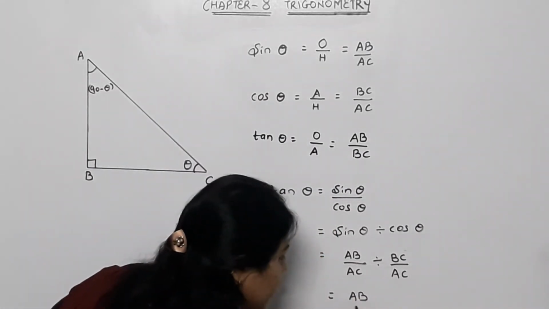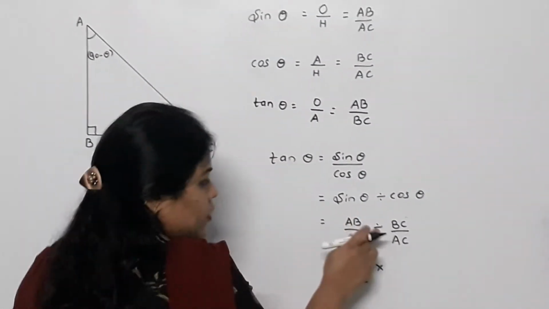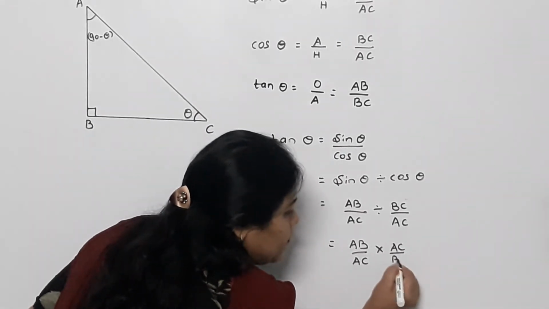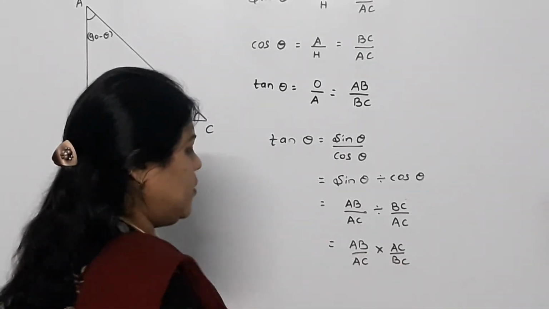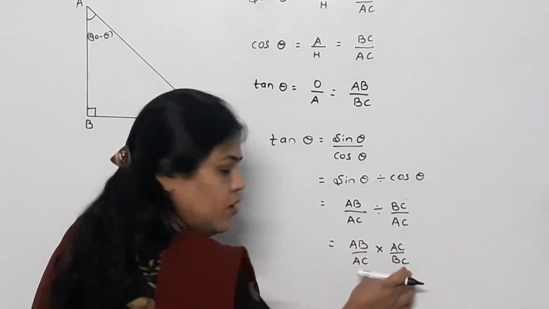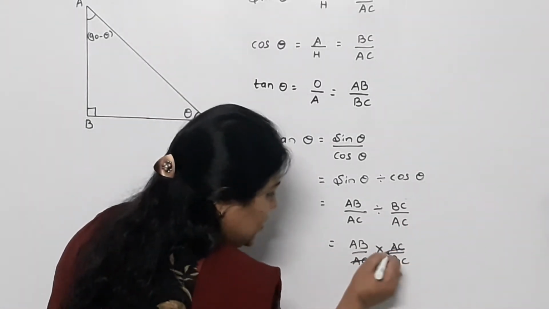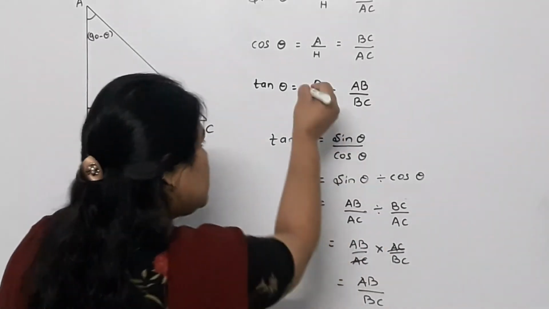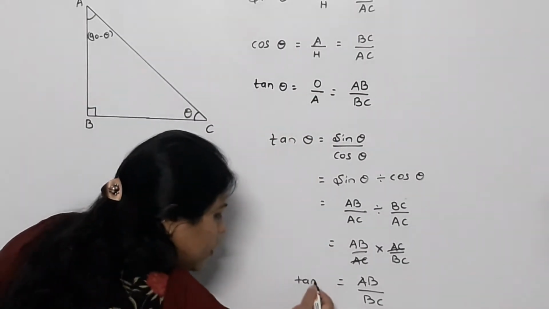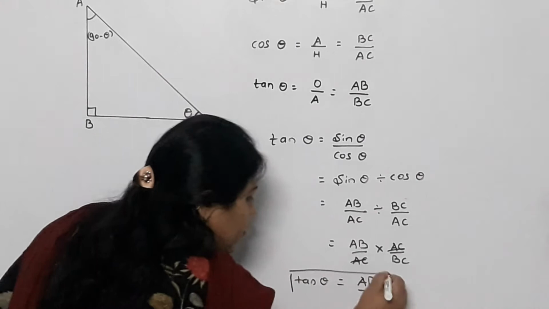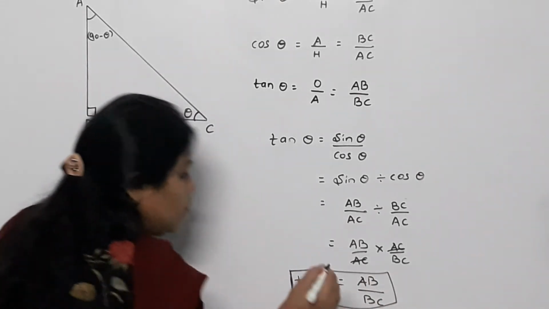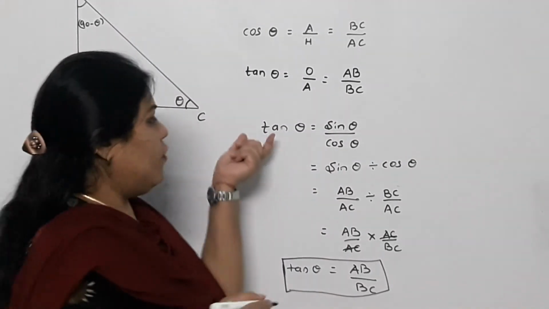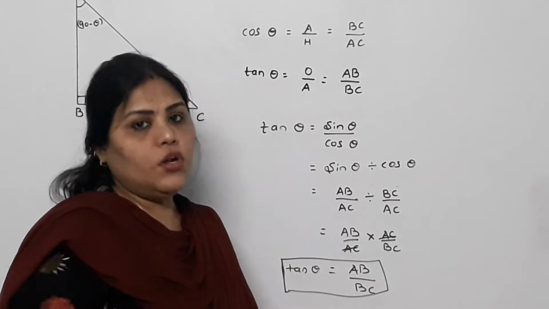Now AB upon AC, into, instead of division I had written here multiplication, AC upon BC. The value will be the reciprocal of BC upon AC, that is AC upon BC. Now AC and AC will be cancelled and we are getting AB upon BC. You can check this with the ratio tan theta equals opposite upon adjacent, which is equal to AB upon BC. See here. So one more ratio of tan theta is sin theta upon cos theta.